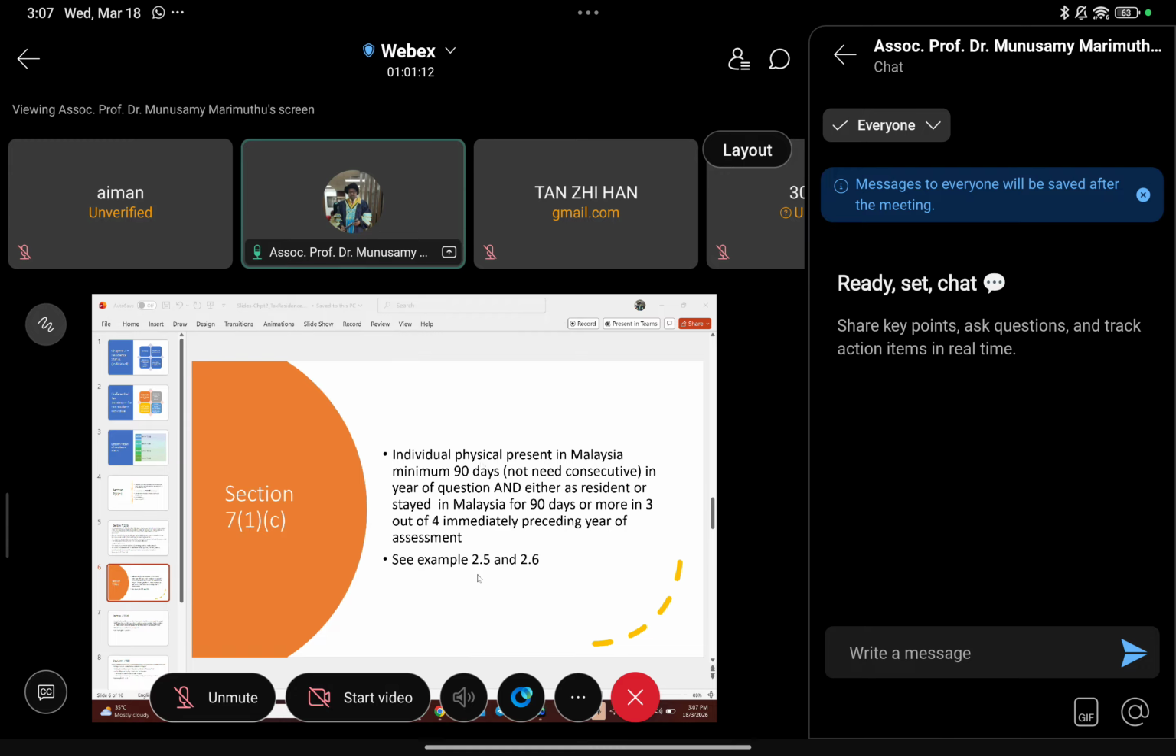Now, if you are confused, we'll do some questions to understand. So I put it in a simple form. I don't follow the slide. A person can be a resident under SEN 1C, and SEN 1C is actually simple. In the year of question, you should have a minimum physical presence of 90 days or more, either in one period or another. And for 3 out of the 4 immediately preceding years, he must be a resident or present 90 days. Then he becomes a resident under 1C. So let's see.